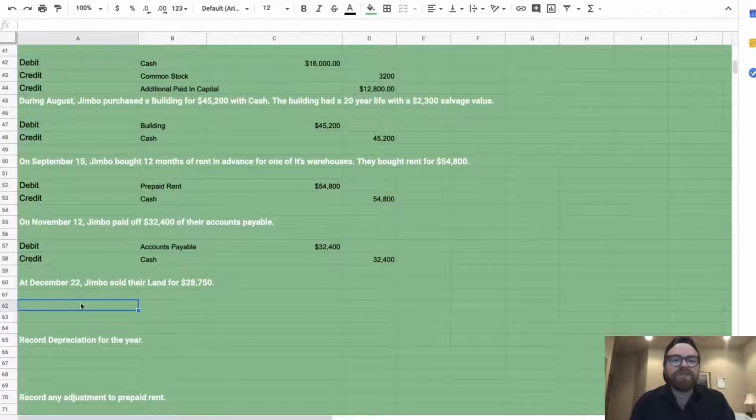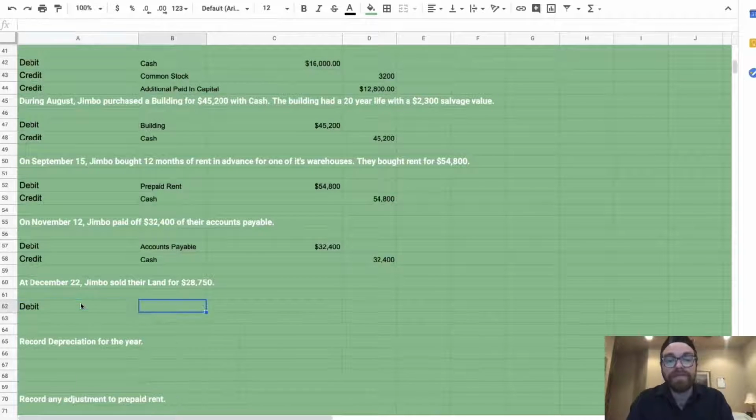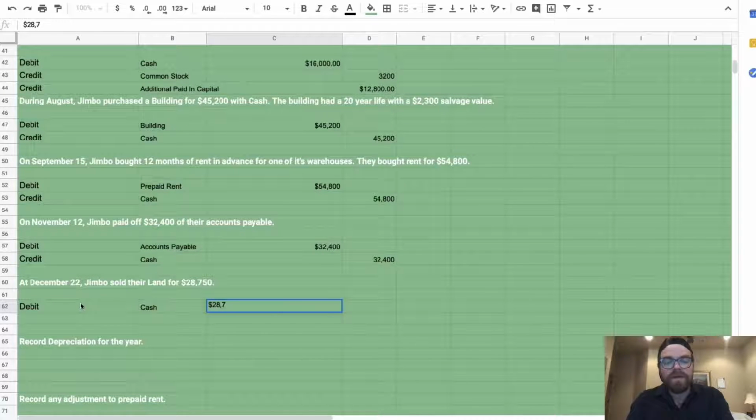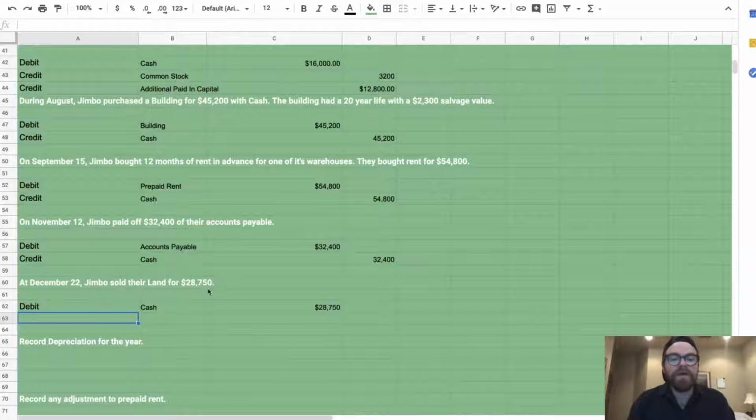December 22nd, Jimbo sold their land. So you're selling land for $28,750. Now here's the key thing here. We know we're selling land and we're going to get cash for that. So we know right away it's going to be a debit to our cash for that amount. Here's the thing about land though. What did we buy it for and then what did we sell it for? If there's a difference there, it's going to be a gain or a loss.